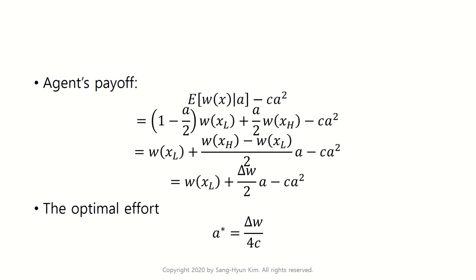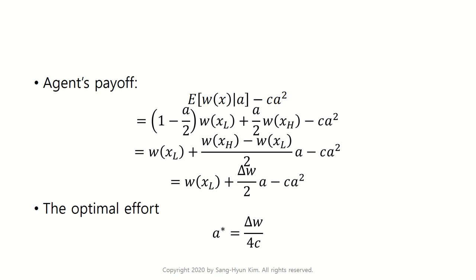So WL, or W of XL, is the baseline wage. So that's the wage that you get no matter what. So you get W of XL even if the output is very low. And if the output is high, then you get additional wage. That's delta W. That's the bonus, right? So delta W is the size of the bonus. So if the size of bonus increases, then your effort level will increase.